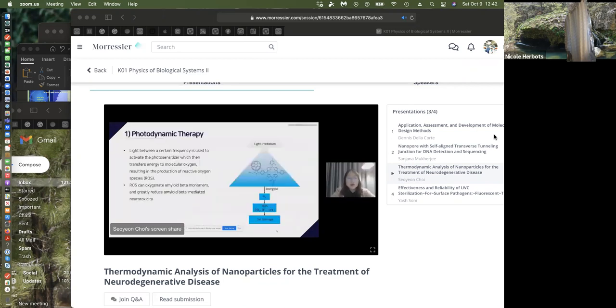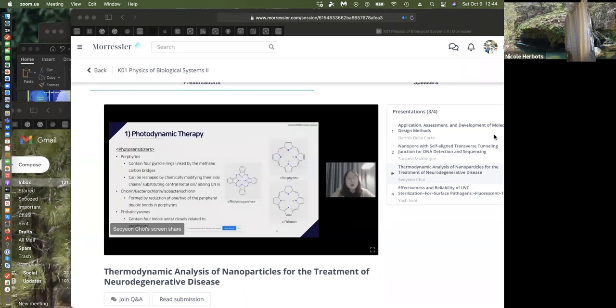Next, I'll talk about our theoretical background. The first is photodynamic therapy. In PDT, light of a certain frequency is used to activate the photosensitizer, which then transfers energy to molecular oxygen, resulting in the production of reactive oxygen species. These ROS can oxygenate amyloid beta monomers and greatly reduce amyloid beta mediated neurotoxicity.